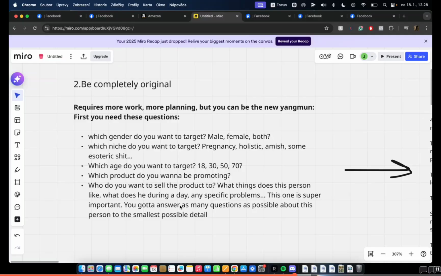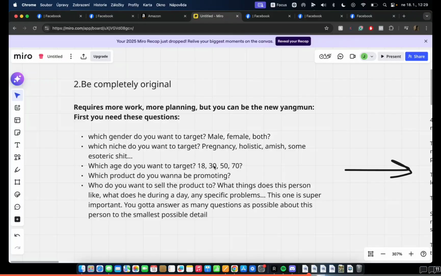It's more just to understand the person, because if you go too niche with the person, then the person is probably not even going to exist. So you need to do a lot of research, probably on Reddit, to figure out all of these questions. I feel like the best way to do it is first figure out the gender, then the niche, then the age, and then the product. And then with all of these details, you're going to go to Reddit, or some Facebook forums, like these Facebook communities.